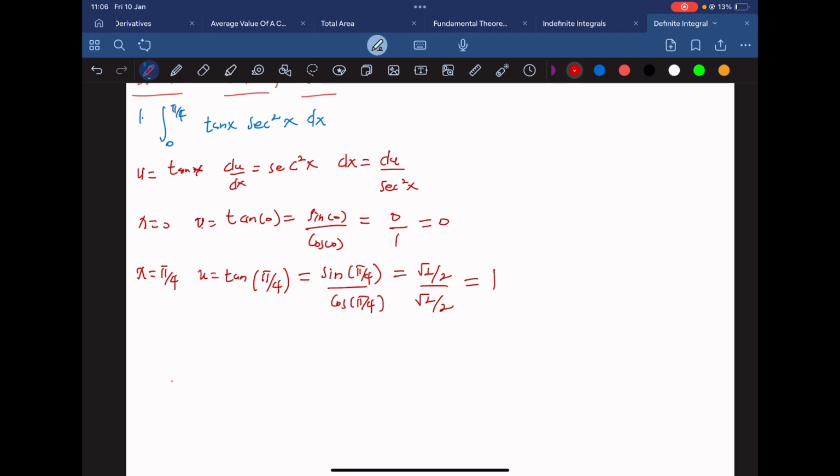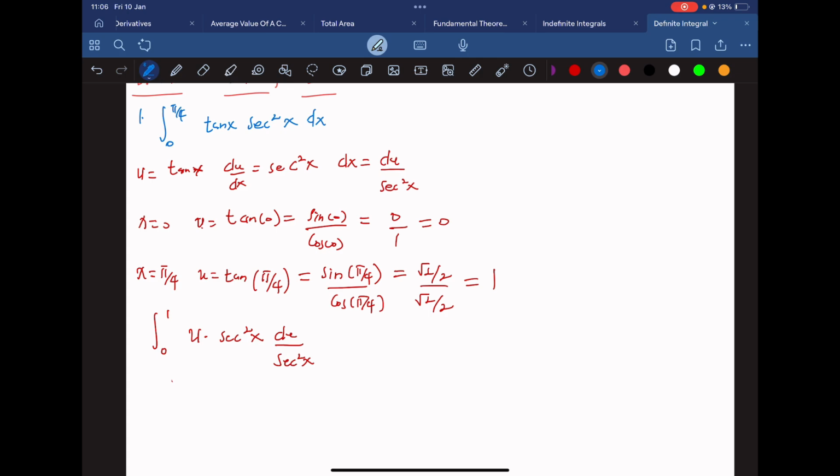So this cancels out each other, so we have 1. In this case, when x is 0, we had 0 as well, so we have 0 over here, and when x is pi over 4, we had 1, so we have 1 here. Now tan x is now our u, and we have secant squared x.